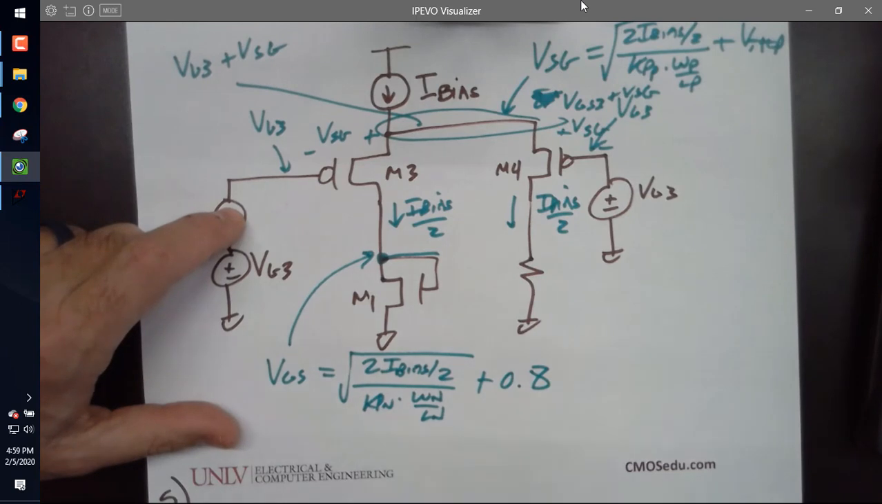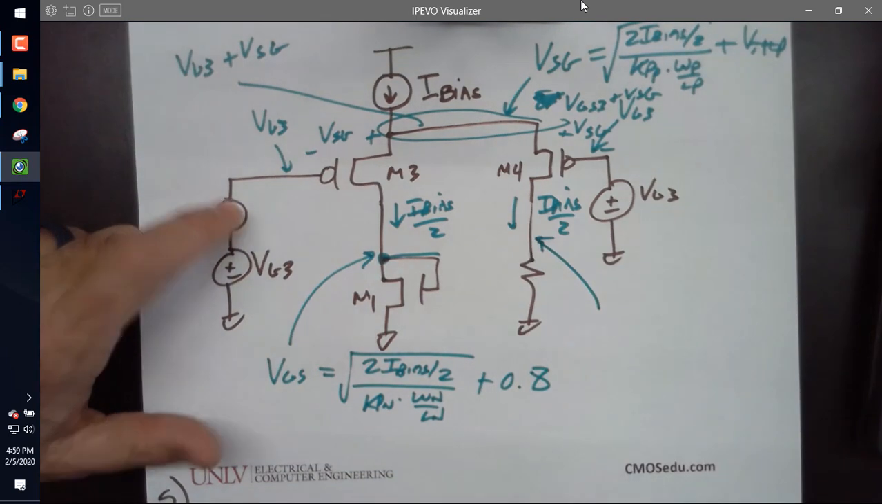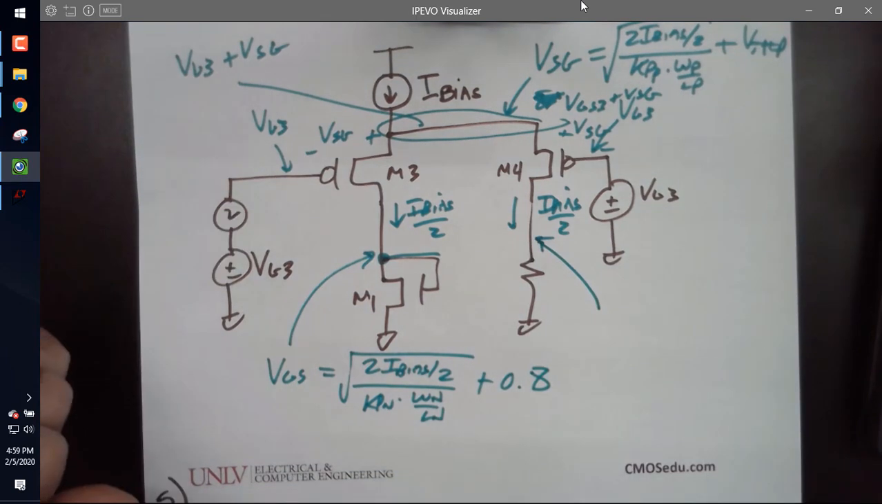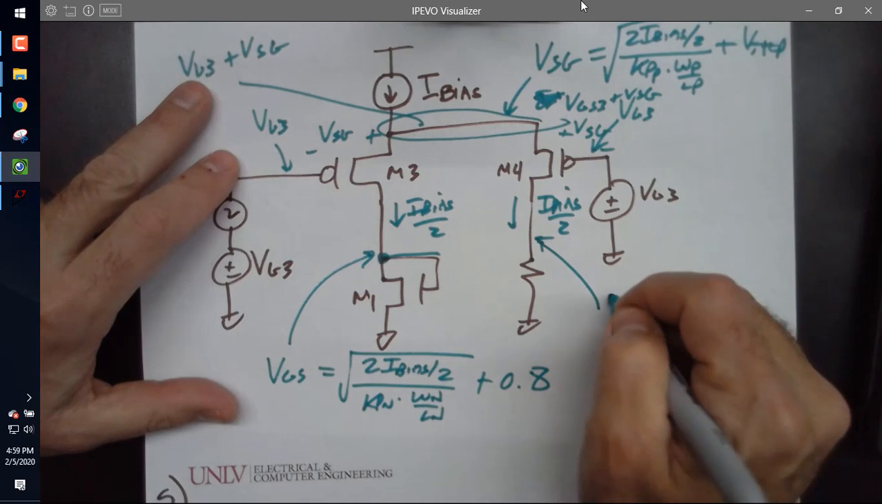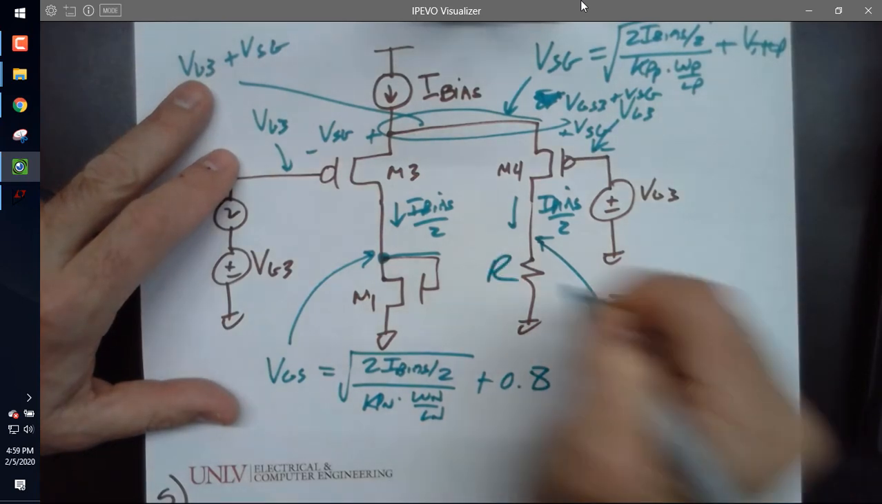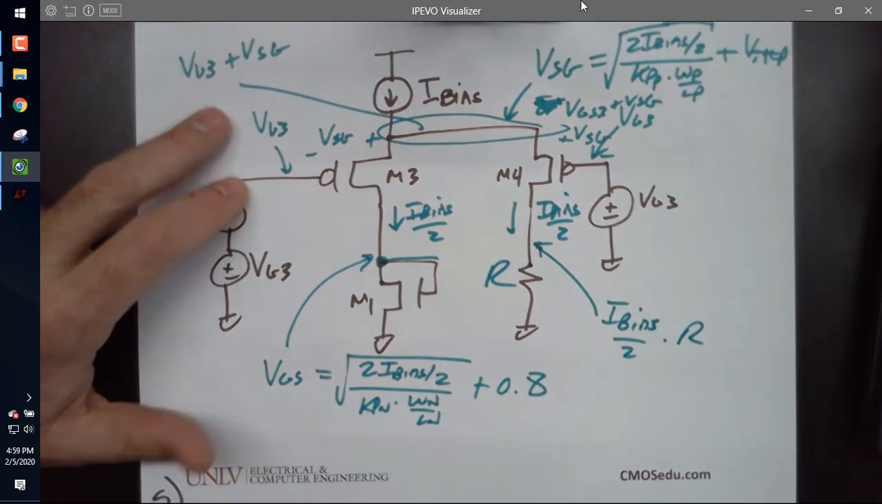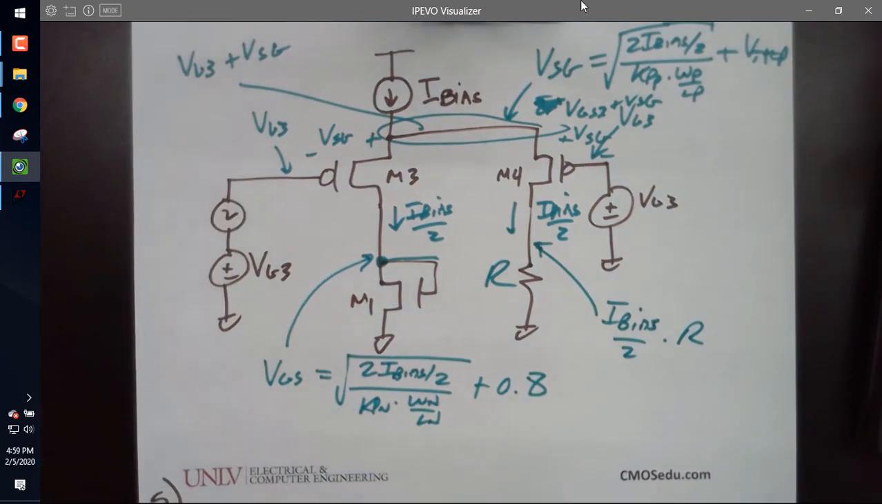Okay, now how do I calculate this voltage right here? Ohm's law. I bias over 2 times R. All right, any questions on this one? I want to do one more thing before I quiz you.